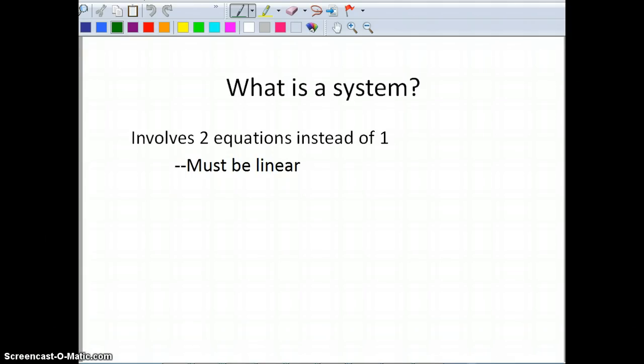So first, I just want to make sure we all know what a system is. Whenever we're talking about a linear system, that means we have two equations instead of one. And because we're talking about linear systems, they must be linear. That means none of our variables have a power higher than 1.